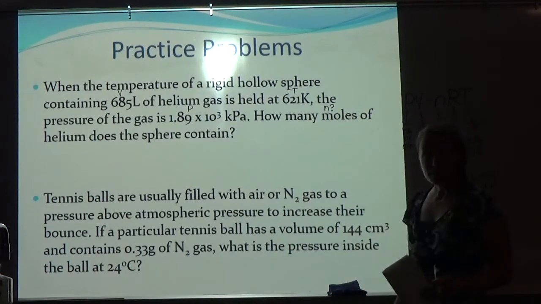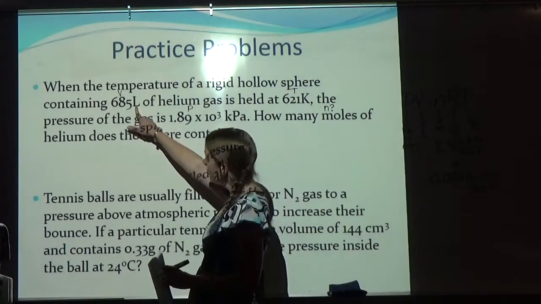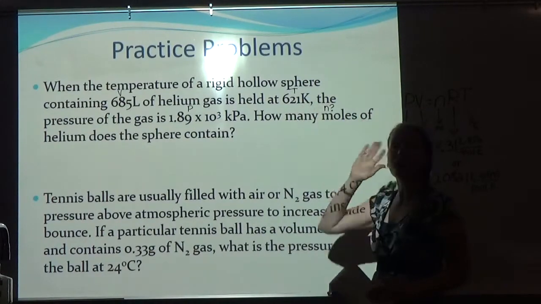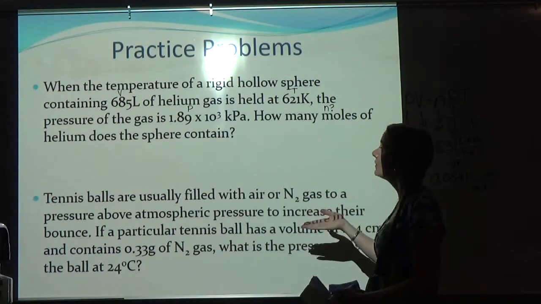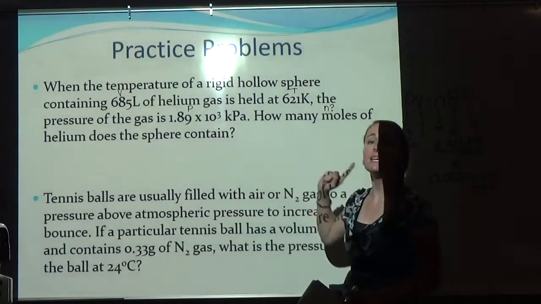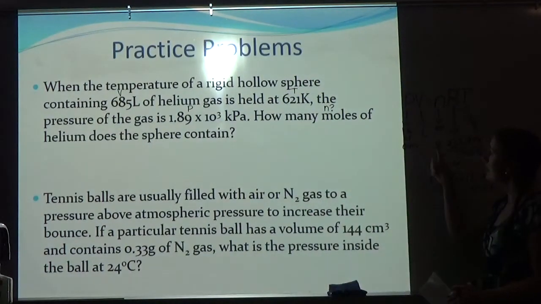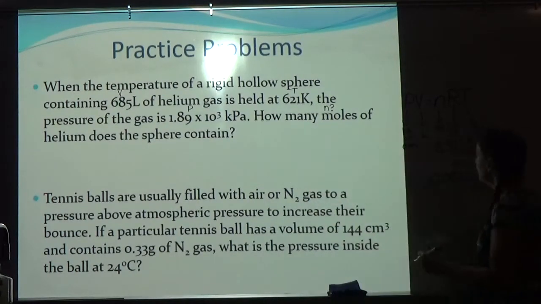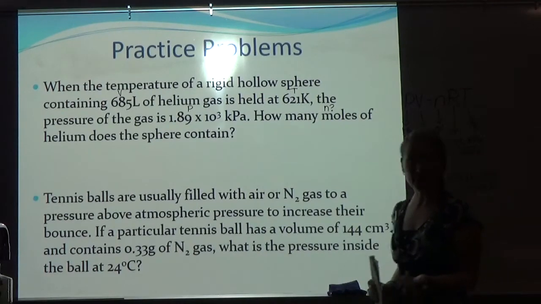All right, so let me check my units. Volume has to be in liters, which it is. Temperature has to be in Kelvin, which for once it is. So don't accidentally change it if I actually give you Kelvin. And then pressure can either be in kilopascals or ATM. It's in kilopascals, which is fine. It just means I need to use the 8.31 as my R value this time.